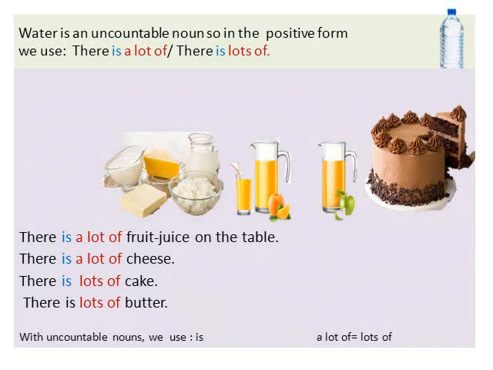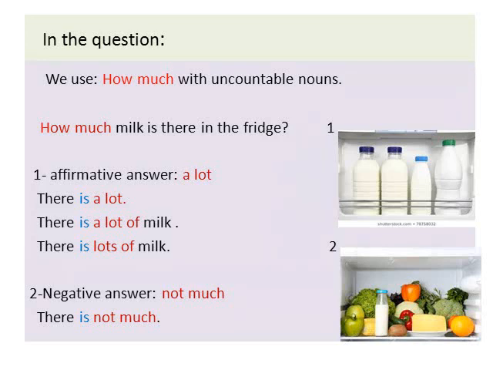With uncountable nouns we use the verb to be is. So with the uncountable nouns is. With countable nouns we use are. A lot of or lots of, the same meaning. In the question we use how much. With countable nouns we use how many. With uncountable nouns we use how much. How much with uncountable nouns.